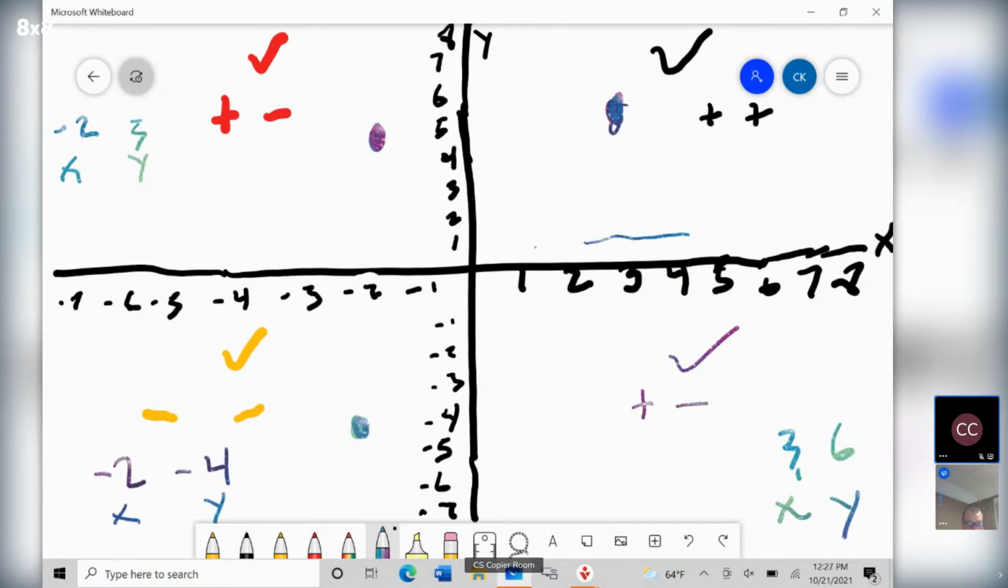Now, what that would look like if I asked you to do something like, I want to get rid of this one down here so we're not confused. That would have gone up here, 3, 6. Down here, I would ask you to plot 4 and say negative 5. Remember, the first number is the x and the second is the y. So you would go 1, 2, 3, 4, and then go down and find negative 5 on the y-axis. And that would go right there.